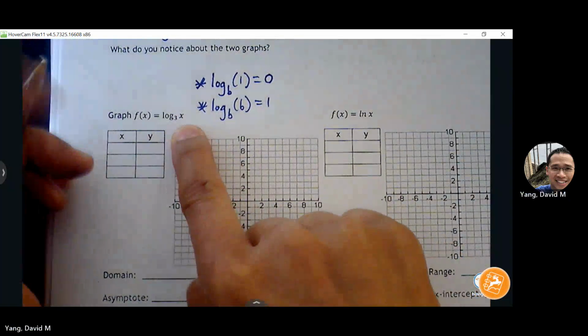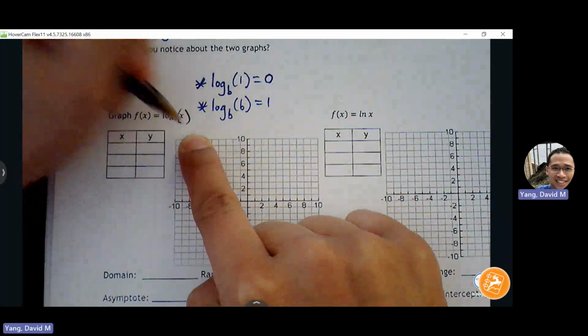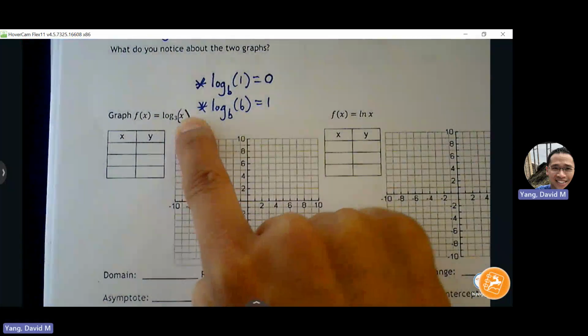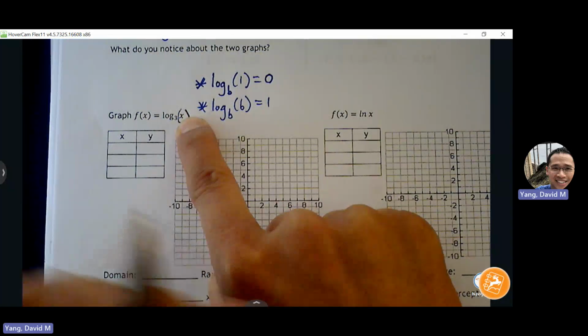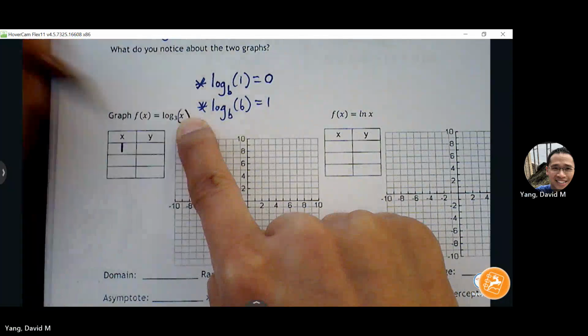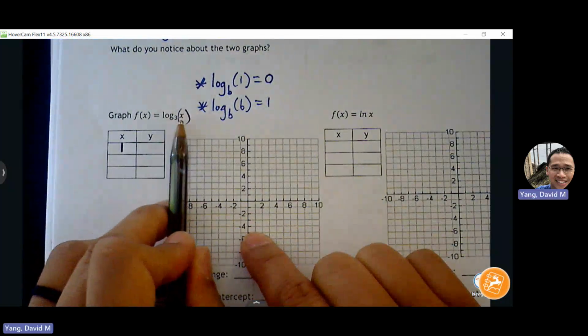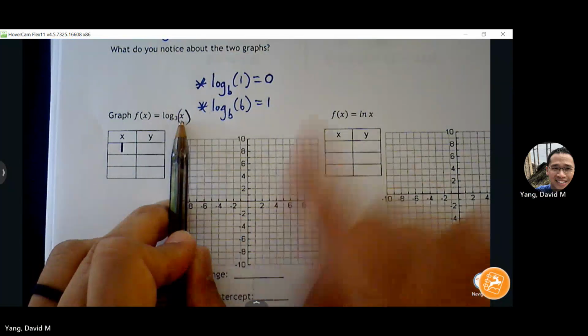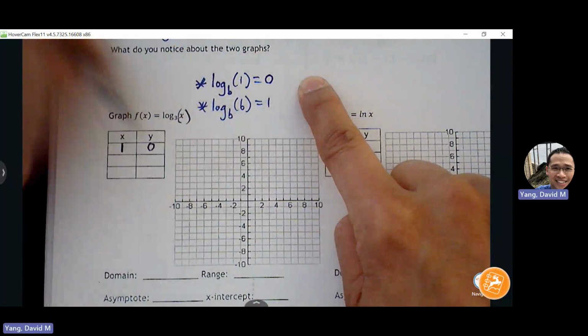So imagine my parentheses is sitting here at this x. Okay. So that's nice, right? If I can put 1 in for x, it doesn't matter what the base is, log of 1 is always equal to what? 0. So that's nice. That's an easy ordered pair for me to plot.